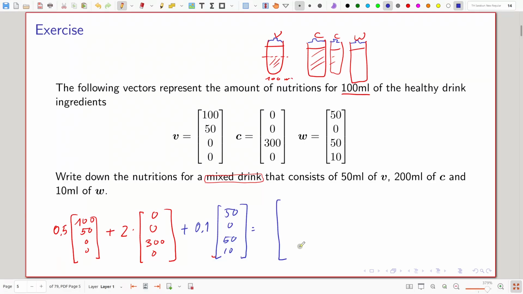What's this? Okay, so you can combine them, right? So each vector, you scale it, right? So this is like scaling vectors, right? Then you combine it and you get this final one, the nutrition of the combined drink.